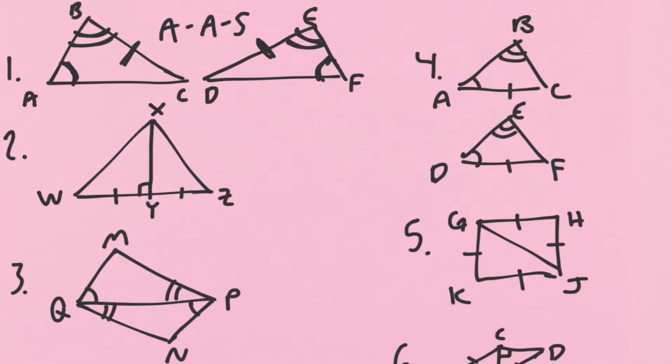Or you could have looked at it backwards and said side, angle, angle. That also would work. You just don't want to go from the angle to the side further. You want to go to whatever's closest to it.